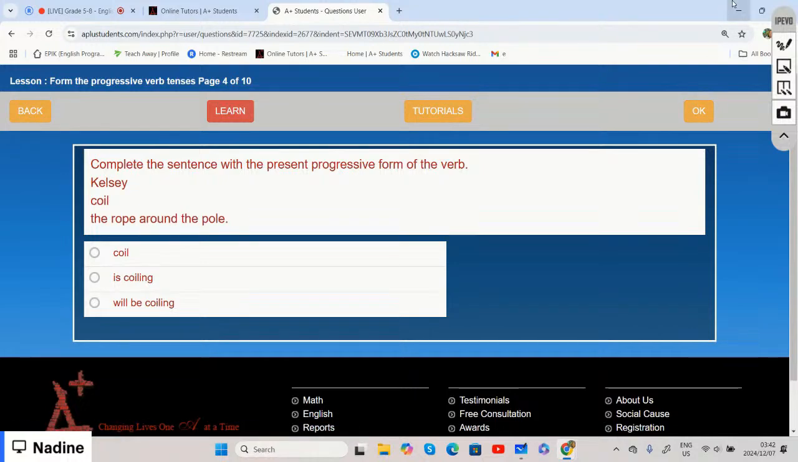The next one says we need to complete the sentence with the present progressive form of the verb. Kelsey, do we say coil, option one, the rope around the pole? Or do we say Kelsey is, option two, coiling the rope around the pole? Or we say option three, Kelsey will be coiling the rope around the pole.